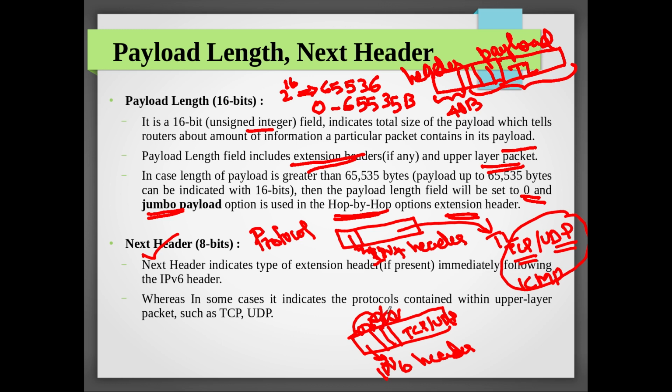If it is an extension header, its number. Again, the same protocol number concept we are using here also. If it is normal TCP or UDP traffic, its number. So that is what is explained here. The next header indicates the type of extension header if present, immediately following the IPv6 header. But if it is absent, it will be the number of TCP or UDP or the higher layer payload only.